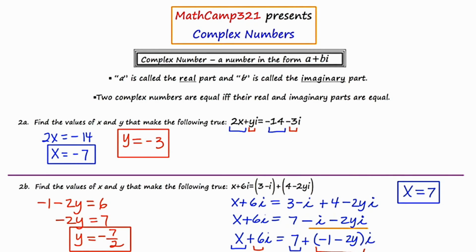In summary, if a number is supposed to be expressed in complex form, it needs to fall into the template of a plus bi. The a is the real part, and the b is the imaginary part.